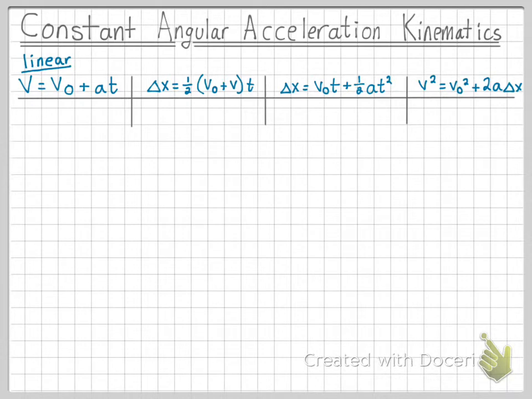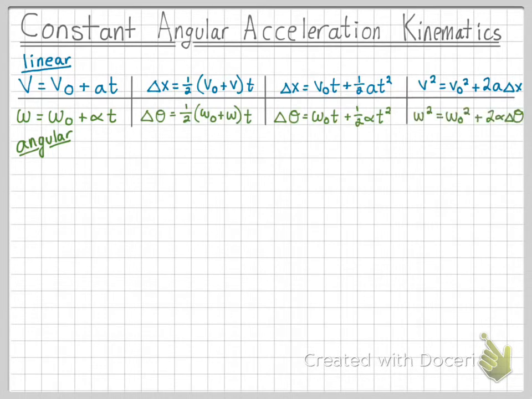So instead of v equals v naught plus a times t, we're going to have omega equals omega naught plus alpha t. We essentially just take the original equations and replace the velocity with the angular velocity, acceleration with angular acceleration, and displacement with angular displacement. And we develop these equations.